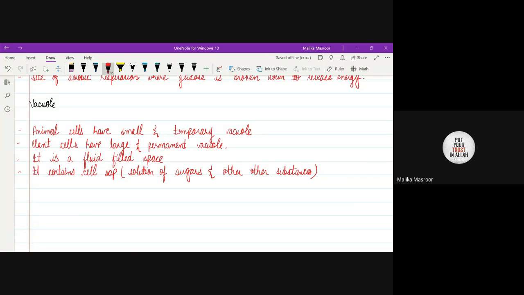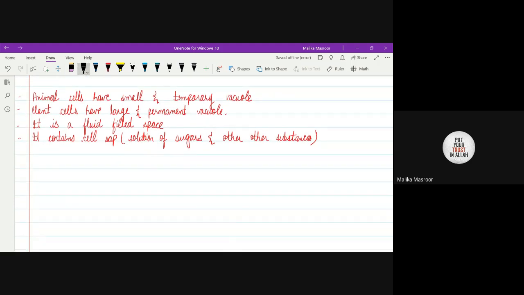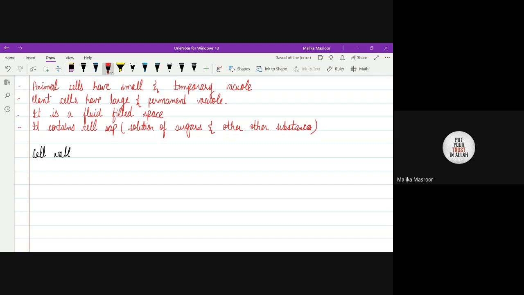Alright, let's move on. Now let's talk about the two distinctive organelles which animal cells do not have, but plant cells have: cell wall and chloroplast. Firstly, cell wall. All plant cells are surrounded by a cell wall. In plants, the cell wall is made up of cellulose.